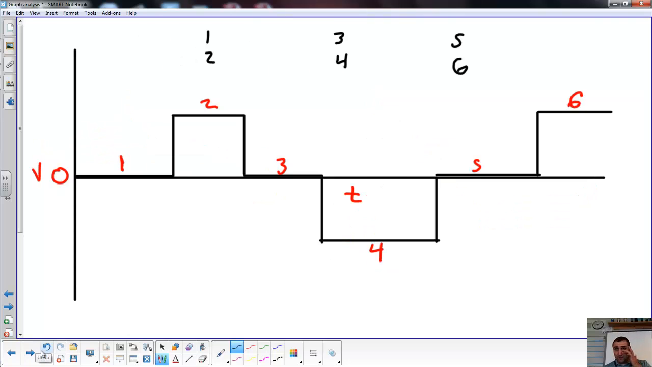And now we move on to our velocity graphs. You can go ahead and pause here. And we'll go ahead and check your answers. So 1 is going to be at rest, because again, we're dealing with velocity. And velocity of 0, you're at rest. 2, constant positive velocity. 3, you're at rest again. 4, you're at constant negative velocity. 5, you're at rest. And 6, constant positive velocity.